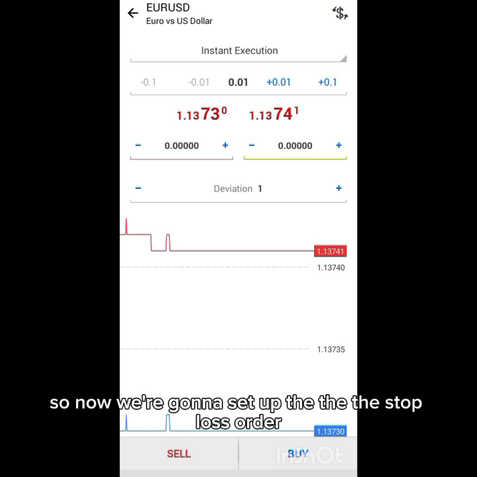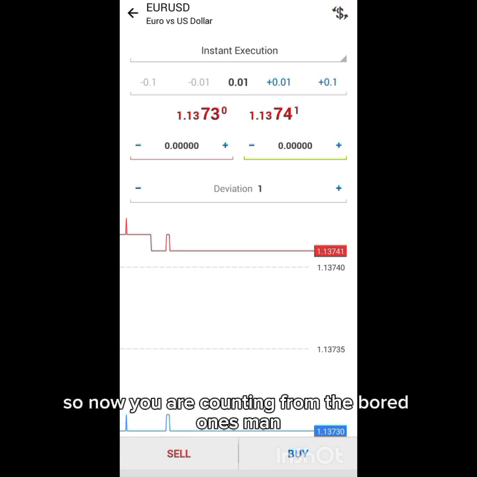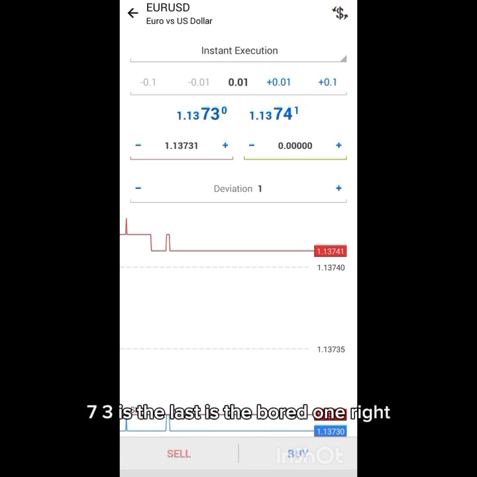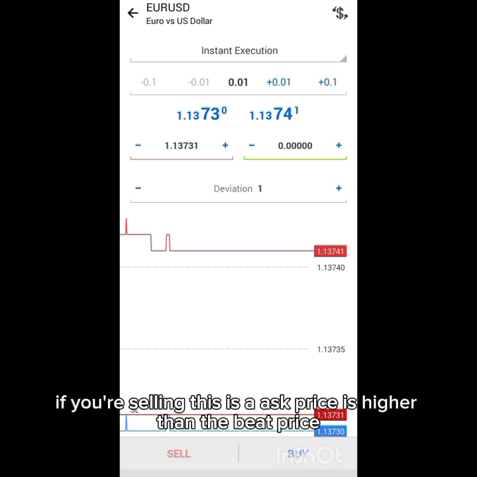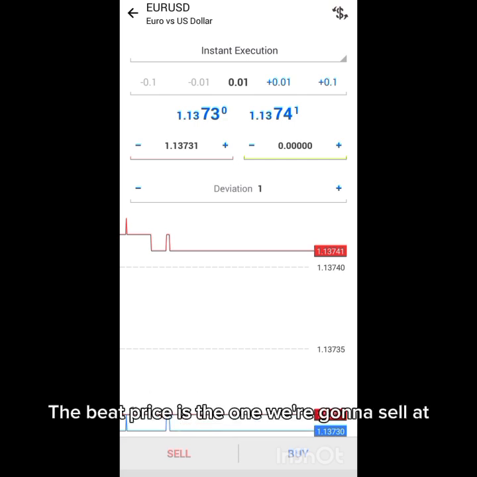Now we're going to set up the stop loss order. Let's say we're using a 10 pip stop loss. You are counting from the bold digits. Now 7-3 is the last bold one, right? The one that will trigger the stop loss order is the one on the right side. If you are selling, the ask price is higher than the bid price. The bid price is the one we're going to sell at. The ask price is the one you close the trade at.